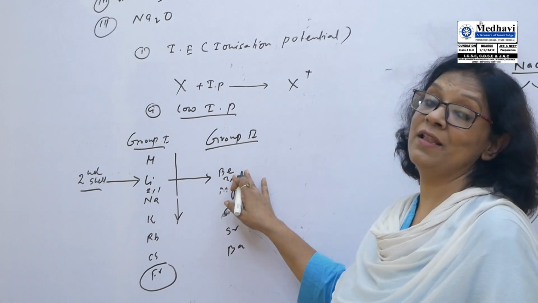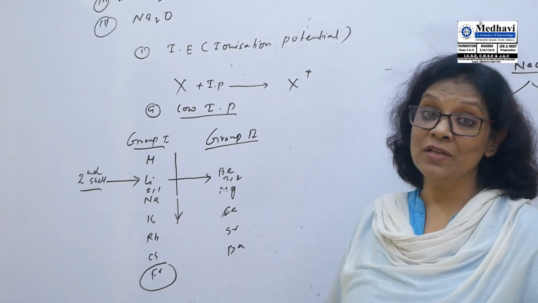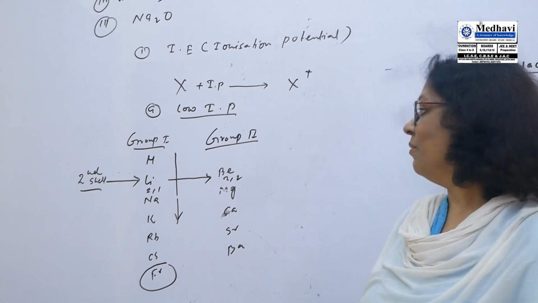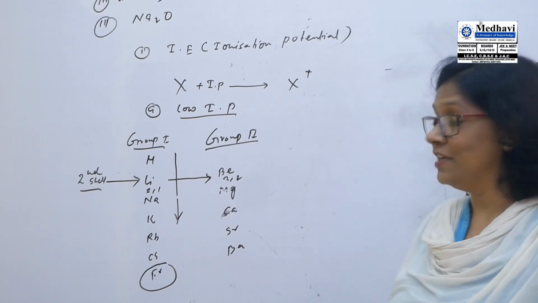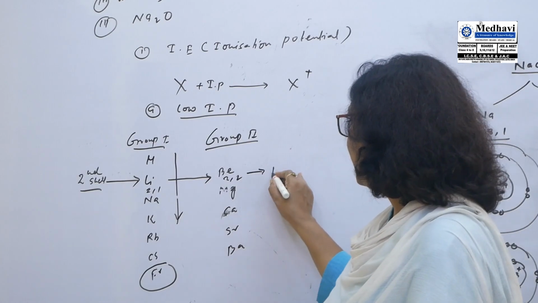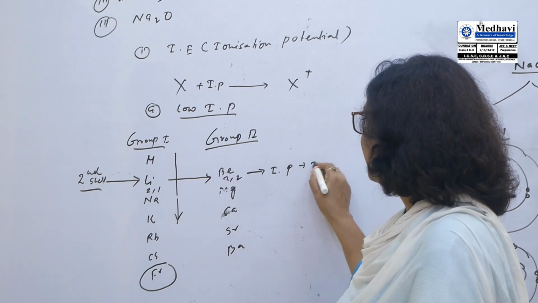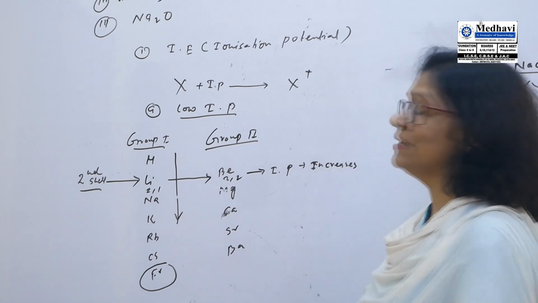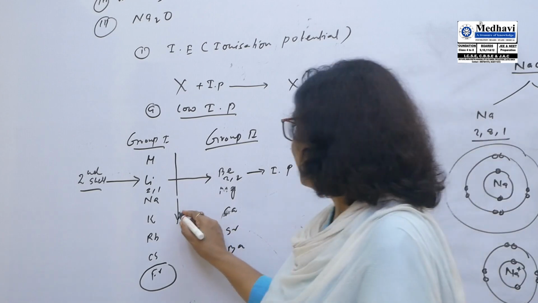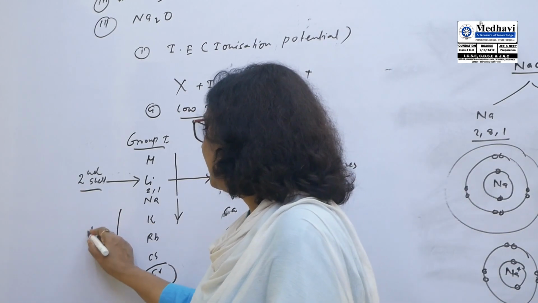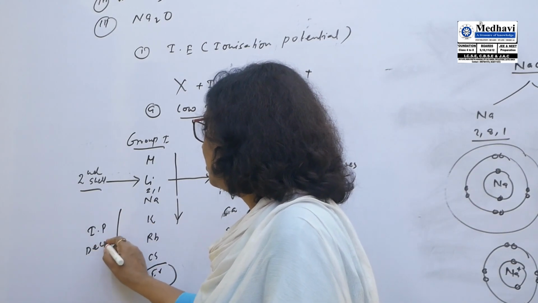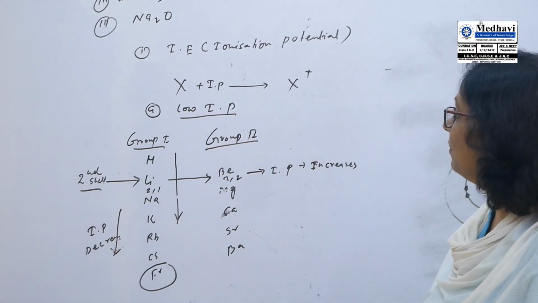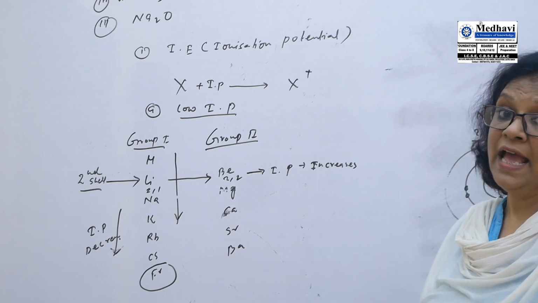And as beryllium is smaller in size, the electrons are closer to the nucleus. So it will be more difficult to remove an electron from beryllium than from lithium. So we can say that across the period, ionization potential increases. That means more energy is required to remove an electron, and down the group, ionization potential decreases. So the first condition to form an ionic or electrovalent compound is low ionization potential.